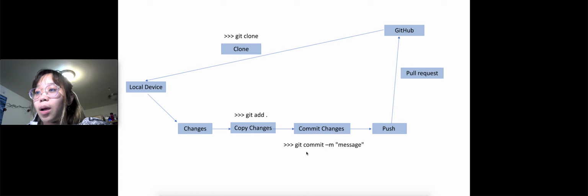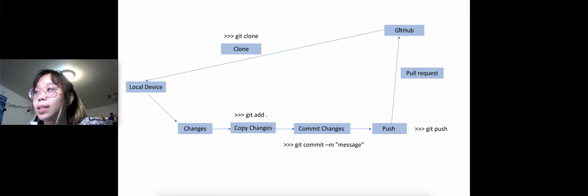Now we type the command git commit -m, which stands for message, and then you put a message describing the changes that you have done. And then we go to the push stage. After you have committed all of your changes, you push, or upload, it back to GitHub. So you type the command git push, and now it is on its way to GitHub.